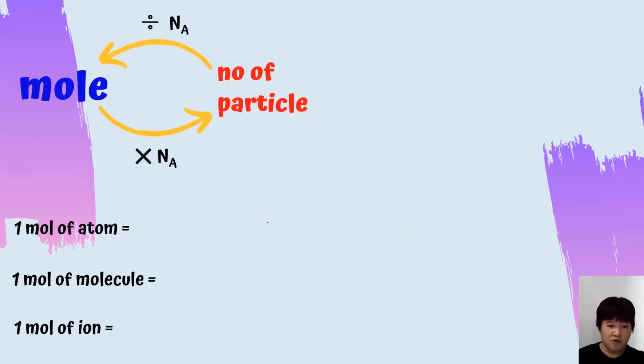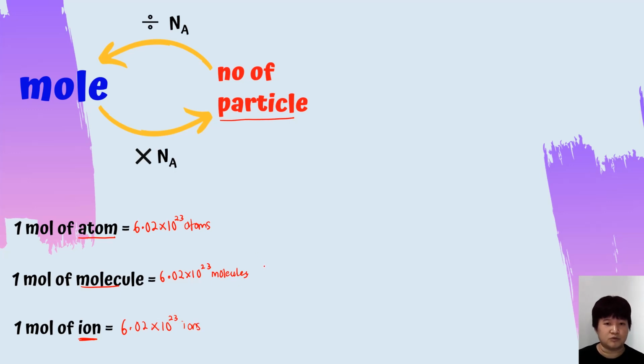We have 3 types of particles. The particles that we can have is atom, molecule, or ion. When I say 1 mole of atom, that represents 6.02 times 10 to the power of 23 atoms. And when I say 1 mole of molecule, that is still 6.02 times 10 to the power of 23 molecules. When I say 1 mole of ion, that means 6.02 times 10 to the power of 23 ions. So 1 mole is forever equals to 6.02 times 10 to the power of 23.